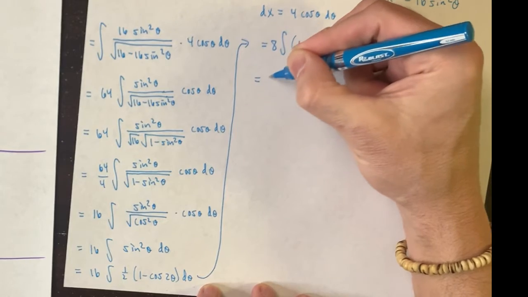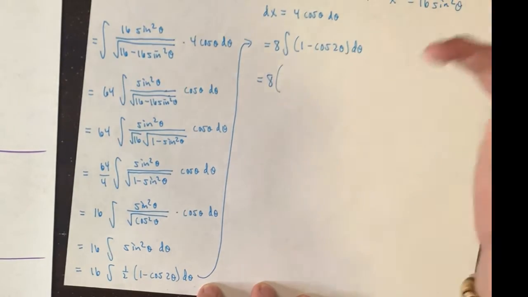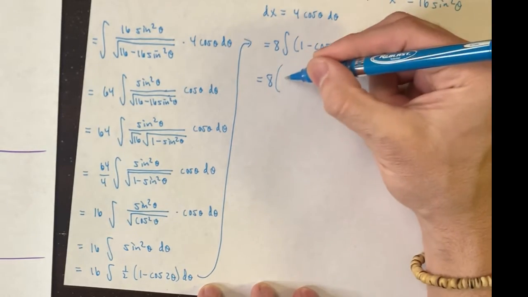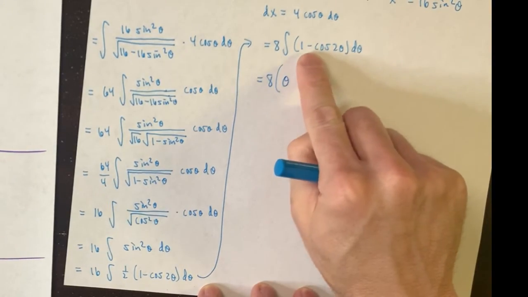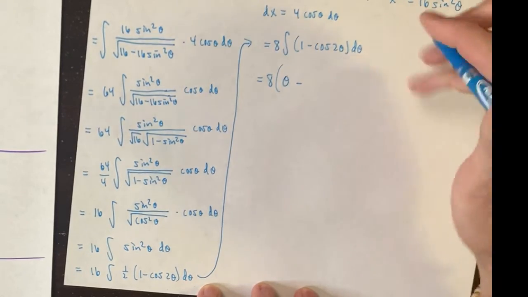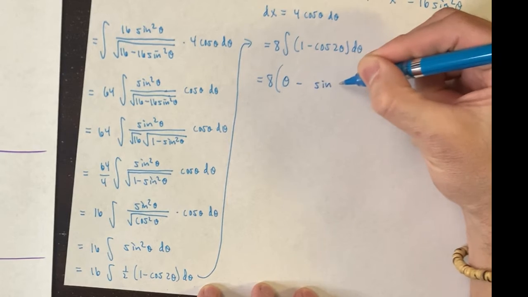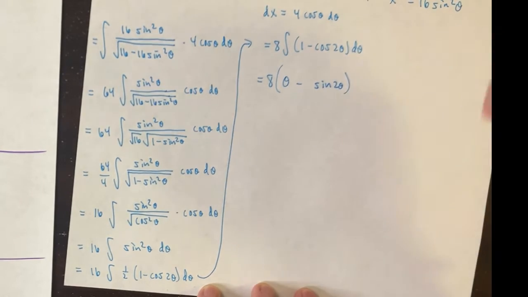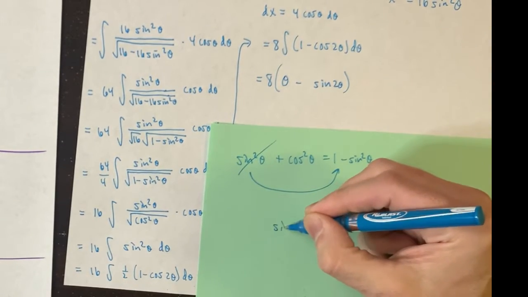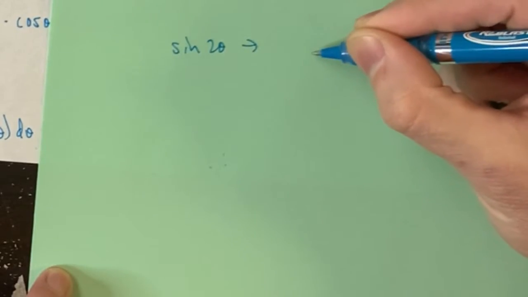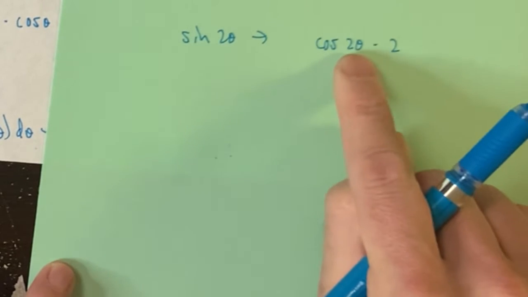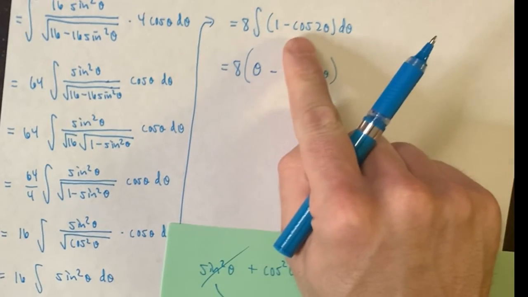So let's keep the 8 in the front. And now instead of the integral, it's gone because we're going to take the antiderivative. The antiderivative of 1 would just be theta because the derivative of theta is 1, minus. Now here, watch. The antiderivative of cosine 2 theta, there's going to be a sine 2 theta in there, but there's going to be more than that because if you take the derivative of sine 2 theta, watch. The derivative of sine 2 theta would be cosine 2 theta times 2, right? Because it's the chain rule. But this doesn't have a 2 in the front.